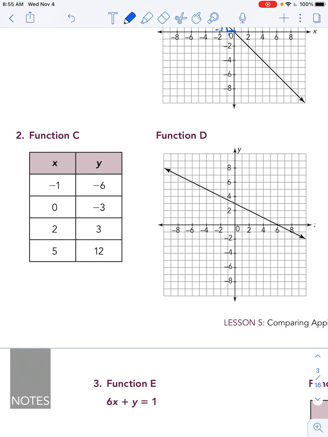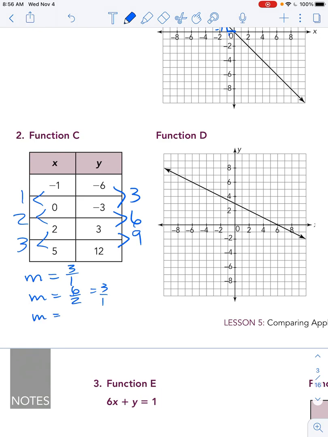Okay, so here we go for this next one. We have to do the same thing. We just have to compare slopes. So this goes up by 3, up by 6, and up by 9. Over here, this went up by 1, by 2, by 3. So my slope, 3 over 1, 6 over 2, that goes to 3 over 1, and a slope here of 9 over 3, which is still 3 over 1, so our slope here is 3.